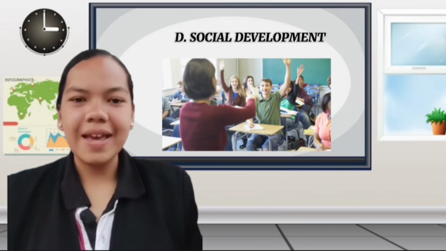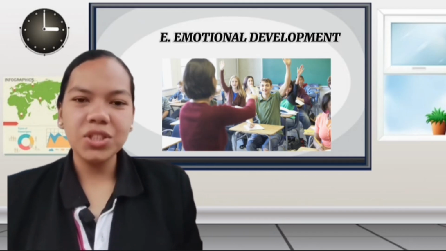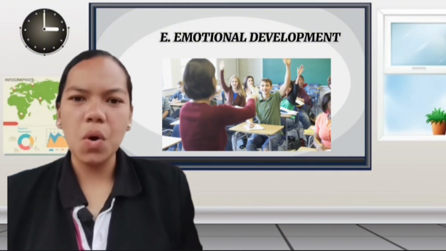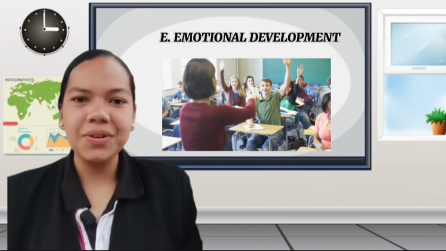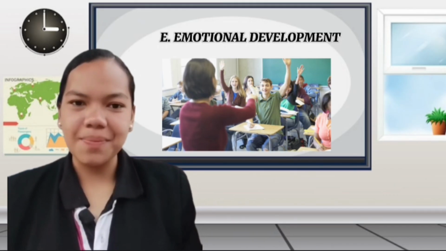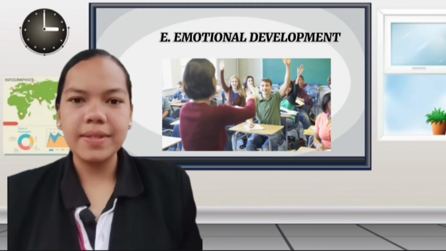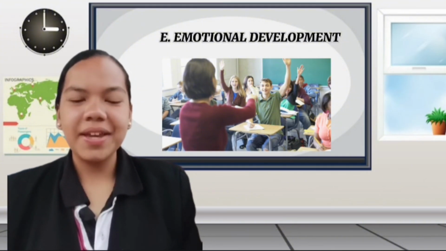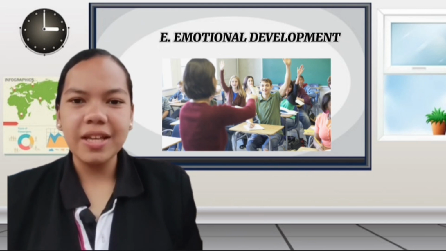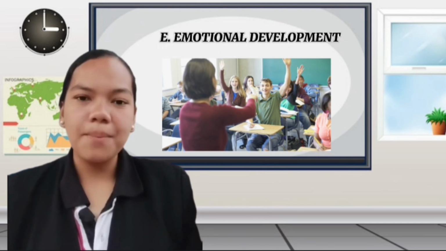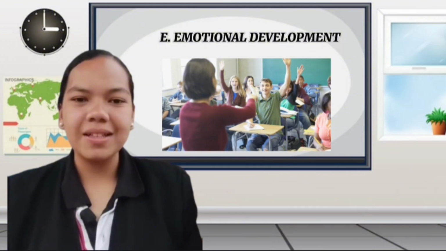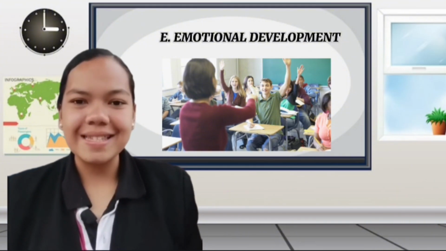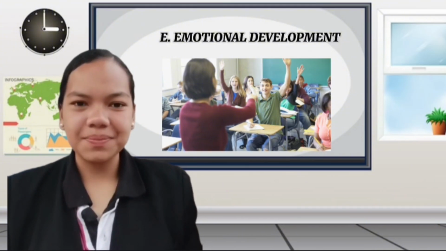Also we have letter E, emotional development. High school students experience strong emotions and continue shaping their identity. They deal with self-esteem, body image, and social pressures. They learn emotional regulation and coping strategies, but may also face mental health challenges like anxiety or depression.